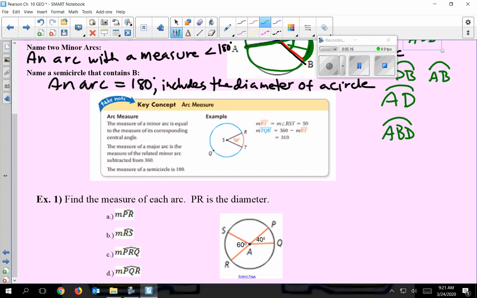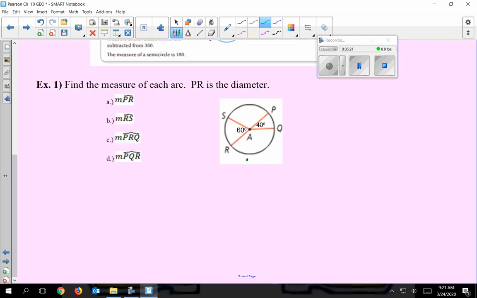Okay, I don't know if on your note packet, I didn't really check your note packet. I'm kind of using an old one. We have two angles that are given to us in the picture here, so you might want to write them in if they're not there.